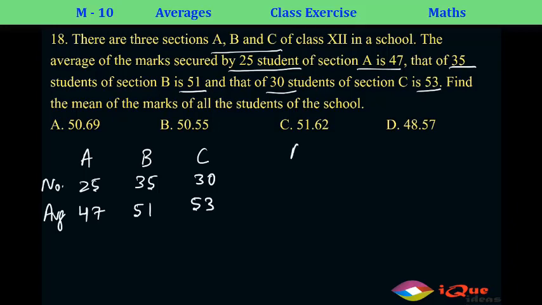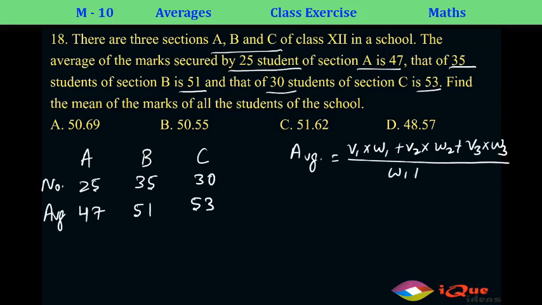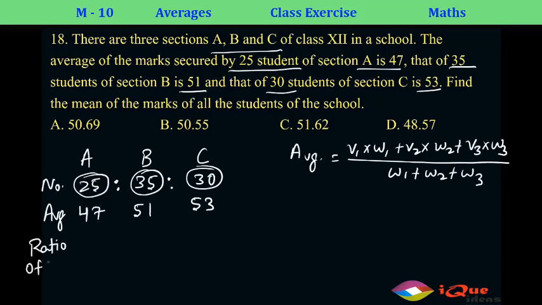So their average would be calculated as V1 into W1 plus V2 into W2 plus V3 into W3. It will just extend. Divide by W1 plus W2 plus W3. But here there is one catch. If you take these values 25, 35 and 30, the calculation will be slightly tedious. So what you should do is take the ratio of number of students. So the ratio of number of students, 5 cancels all of them, becomes 5 is to 7 is to 6. Take these values as W1, W2 and W3. You can do that, right?